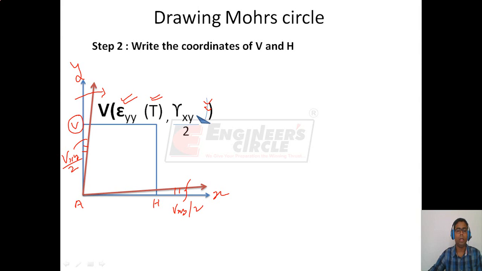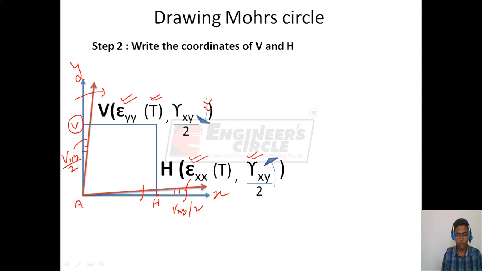Similarly, the coordinates of point H are normal strain epsilon xx, because H is lying on the horizontal line, and the shear strain is gamma xy by 2, because the y coordinate shows the rotation of the line on which point H is lying. The rotation of this line is gamma xy by 2, which is in anti-clockwise direction. So this arrow indicates this direction.